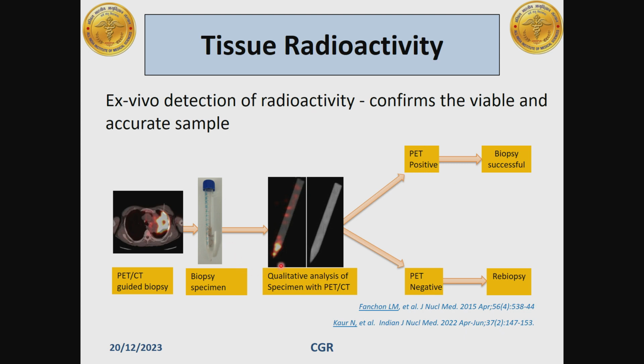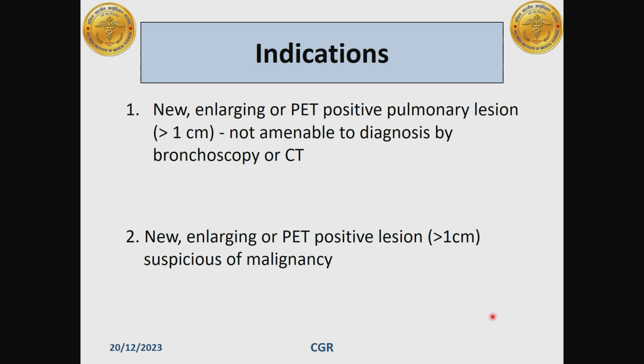If there is no activity in the tissue vial, then it means that we need to take a rebiopsy of this patient. Now, the few indications of the PET-CT guided biopsy which we follow in our institute are new enlarging or PET positive pulmonary lesions which are more than 1 centimeter in size, and they are either not amenable to the bronchoscopy or CT guided intervention, or new lesions which are more than 1 centimeter in size and there is a suspicion of malignancy irrespective of the other anatomical imaging modalities.